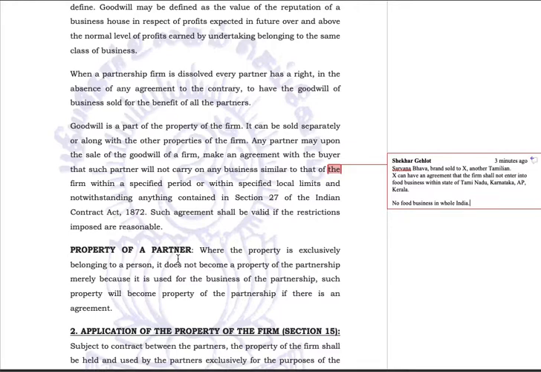Property of a partner. Where the property is exclusively belonging to a person, it does not become property of the partnership merely because it is used for the business of the partnership. Such property will become property of the partnership if there is an agreement. If there is an agreement, then the property of the partner will become the property of the partnership, but automatically that will not happen. It is not that I have property worth rupees 2 crore, I set up a partnership and automatically my 2 crore rupees of assets now become the property of the partnership. No, that will not happen.